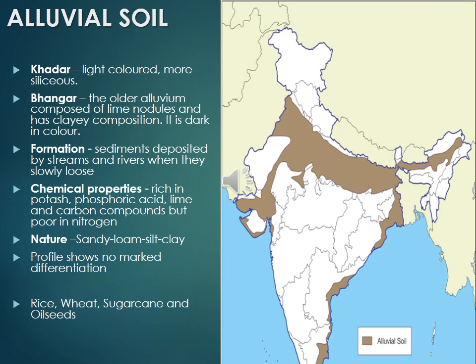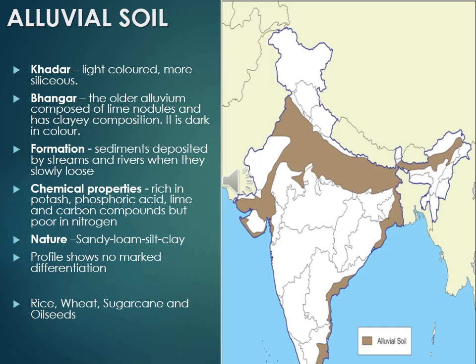Then the chemical properties of alluvial soil. They are rich in potash, phosphoric acid, lime and carbon compounds, but poor in nitrogen. That's why we say composed of lime nodules. They have less amount of nitrogen.